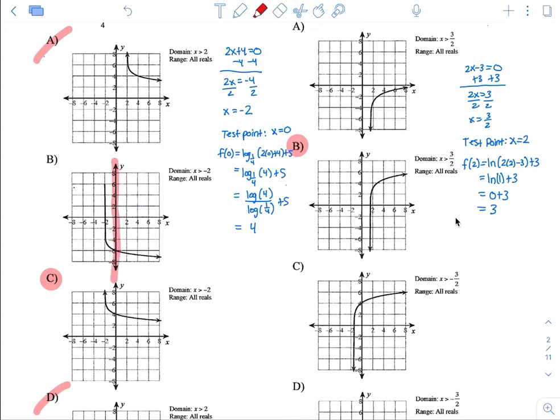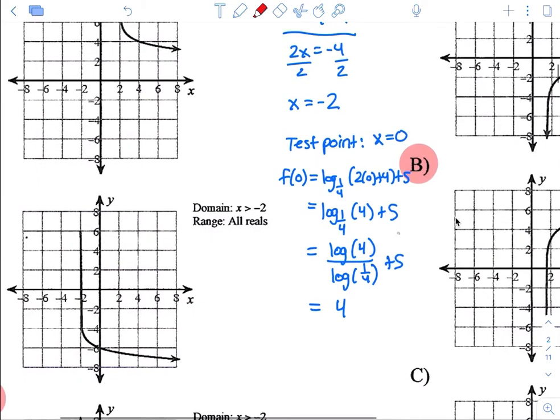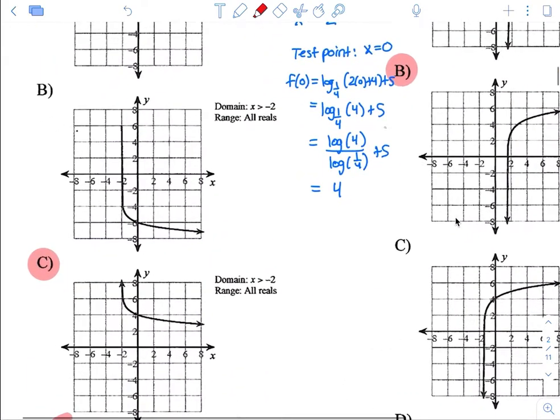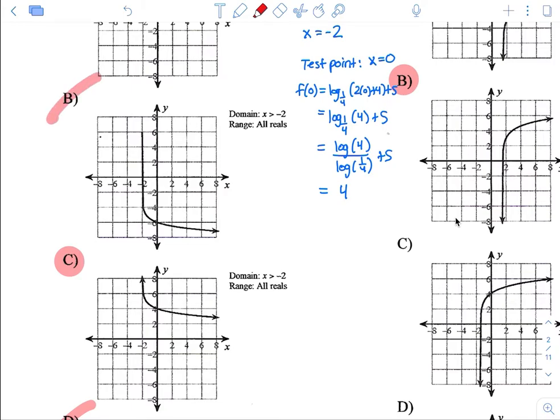I just decided to test a point of x is equal to 0 because, as you can see, both graphs cross that. Again, you don't have to do x equals 0. You can do x equals 2, 4, 6, or 8, wherever you want your test point, as long as you can see a coordinate. So plug in 0 into the original equation. So then 2 times 0, which is 0, plus 4, is just 4. Plug in this into your calculator or change of base. So log base 4, log of 4 divided by log of 1/4. Put that in your calculator and then add 5, and you're going to get 4. So 0, 4 between B and C, where's 0, 4? It's C, not B.